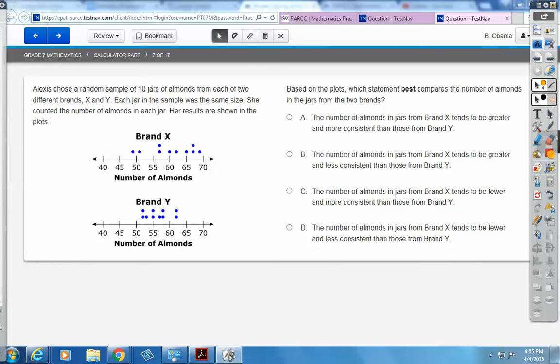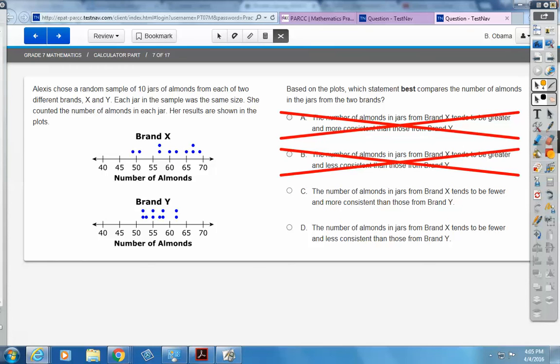Well, obviously, brand Y is far more consistent, so we know A cannot be right. The number of almonds in the jar brand X tend to be greater and less, no, okay, they don't tend to be greater at all. They're more consistent. So we know those two are wrong. Let's strike through those. So much fun. All right, the number of almonds in jar X tends to be fewer and more. I don't think it would be fewer. I don't like that one so much.